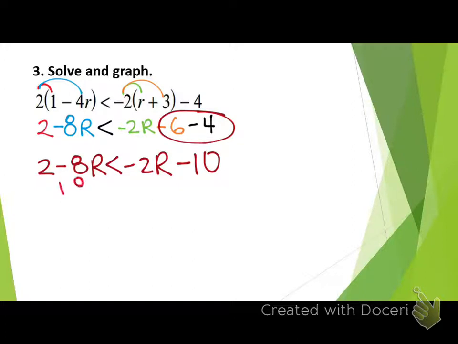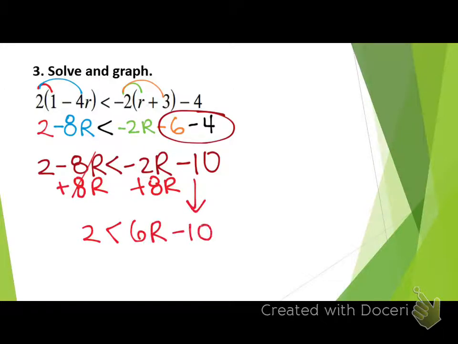So add 8r. There wasn't a wrong answer, just so we know. Add 8r. So we have 2 is less than minus 2r plus 8r, which is 6r. And then drop down my minus 10. Add 10. 2 plus 10 is 12, is less than 6r.